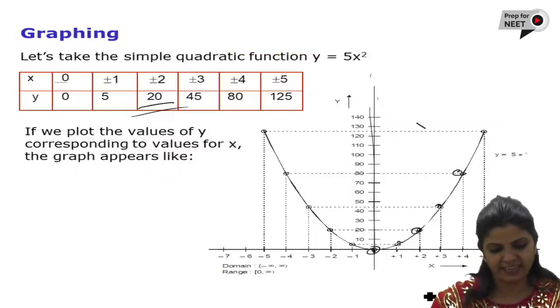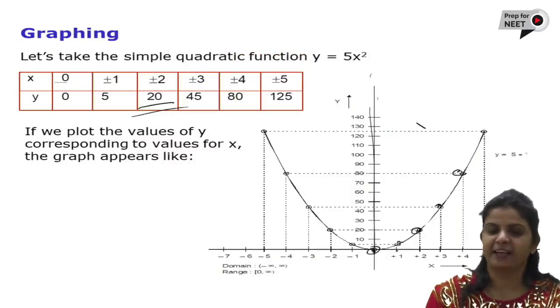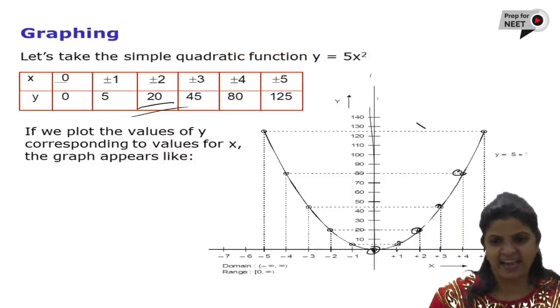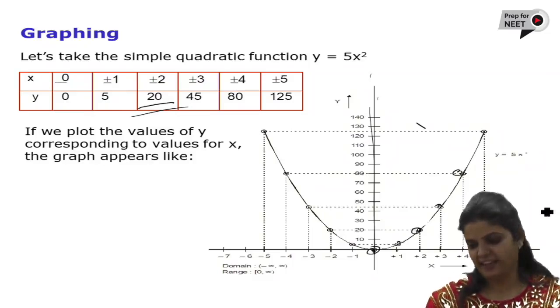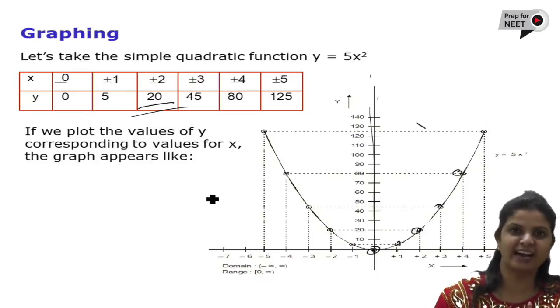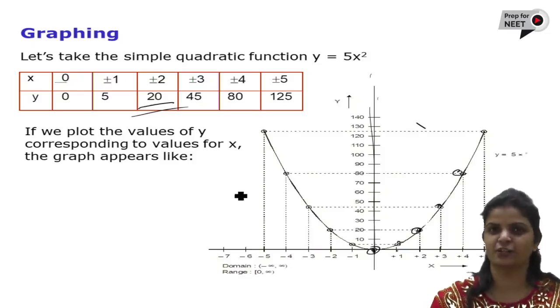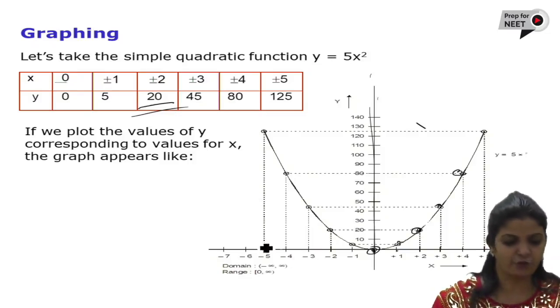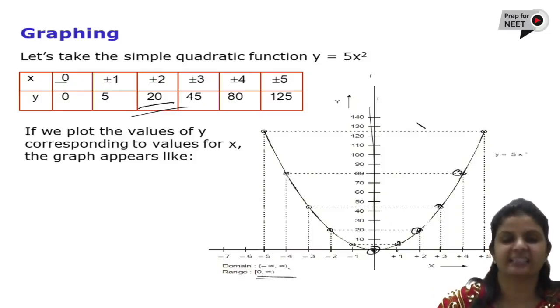How much is the domain and range of this? Domain is from minus infinity to plus infinity. Why? Because I am allowed to choose any value of x, and the value of x will change from minus infinity to plus infinity. Whereas for y, when we change the value of x, it's very obvious that y is also changing accordingly. So when x tends to infinity, y also tends to infinity, right? Therefore, domain is minus infinity to plus infinity, and range is from 0 to infinity.